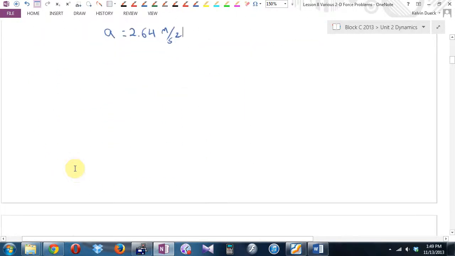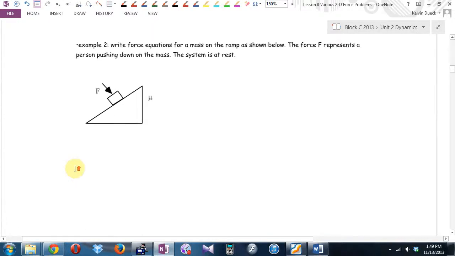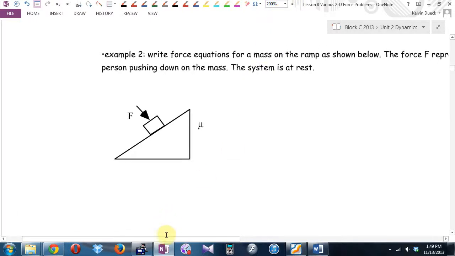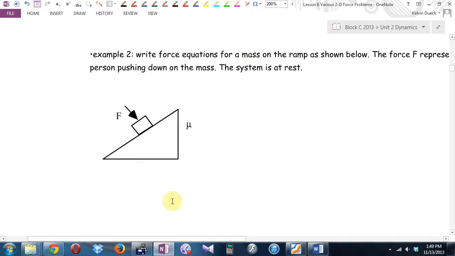So the lawnmower problem. Example 2 says, write force equations for a mass on the ramp as shown below. The system is at rest. Okay. What are the forces acting on this block? Get the obvious ones. Gravity.